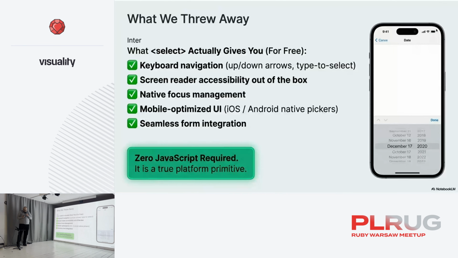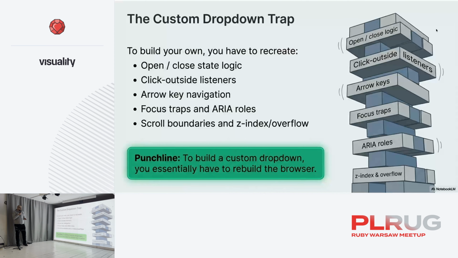What we have to do when we are replacing the native select, if we want to build a custom drop-down library, is take care of open-close state logic, click outside listeners, arrow key navigation, focus traps, and also ARIA roles. And of course, if you try, for example, to use relative and absolute position, then when you use auto scroll or overflow scroll on a div, some scroll bars are being shown, or z-index overflow issues appear.